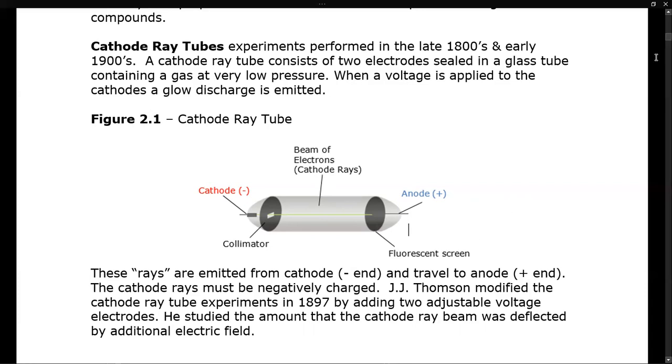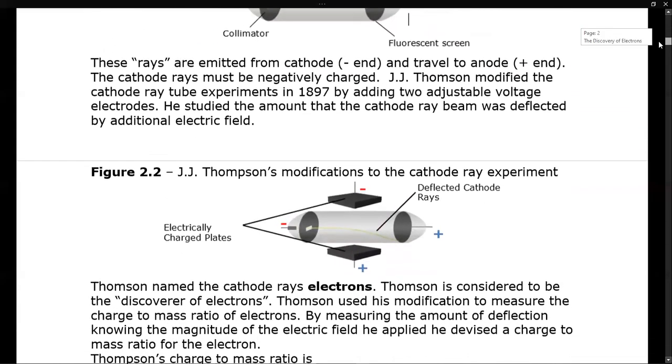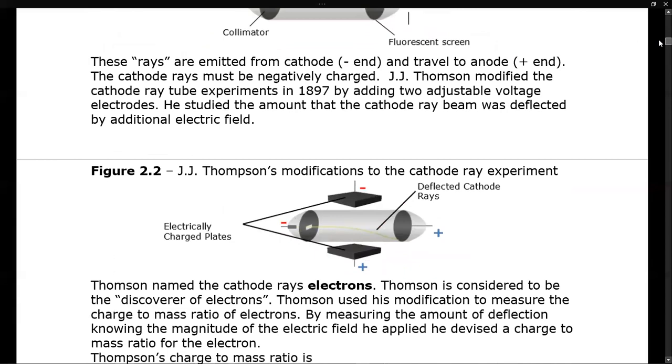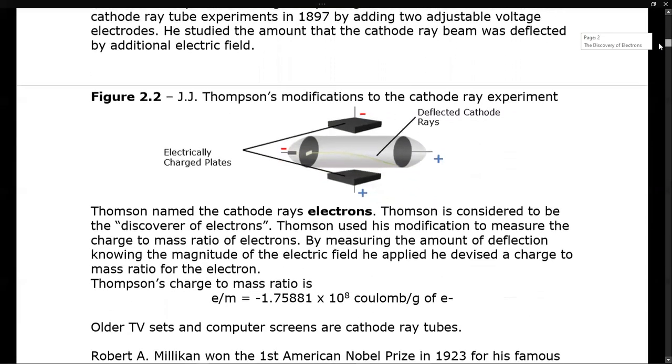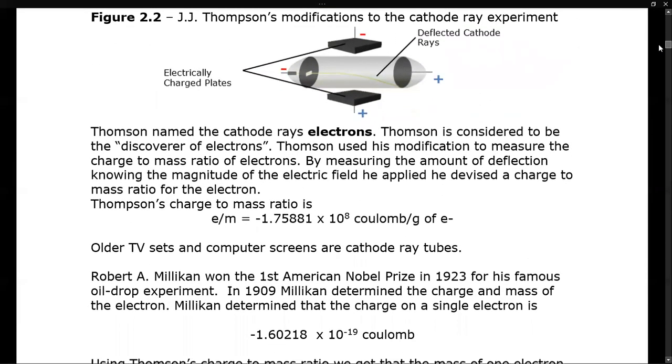J.J. Thompson modified that experiment by adjusting the voltage and putting electrically or magnetically charged plates. Now, if you turn the cathode ray tube, we find that those electrons are negatively charged because they dip towards the positive plate and away from the negative plate. Those cathode rays ended up being called electrons. Thompson's considered the discoverer of the electrons, even though the cathode ray was known before then.